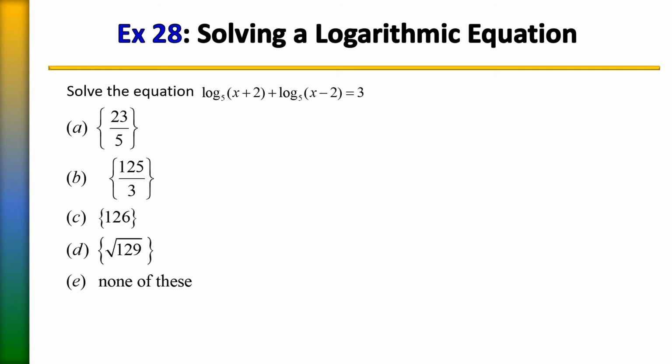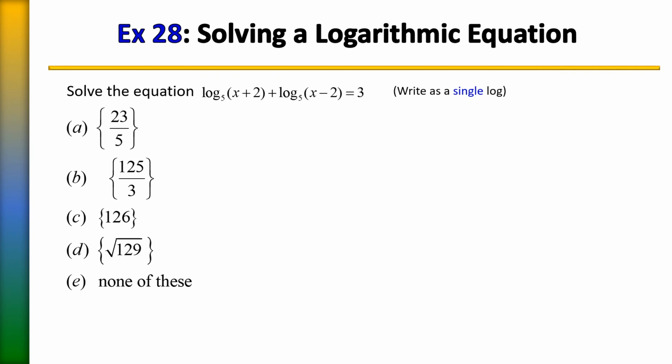Log base 5 of x plus 2 plus log base 5 of x minus 2 is equal to 3. Well, the first thing I want to do is to rewrite the left side as one single log. So we have two of the same log, log base 5. So we can use the product rule to rewrite that expression.